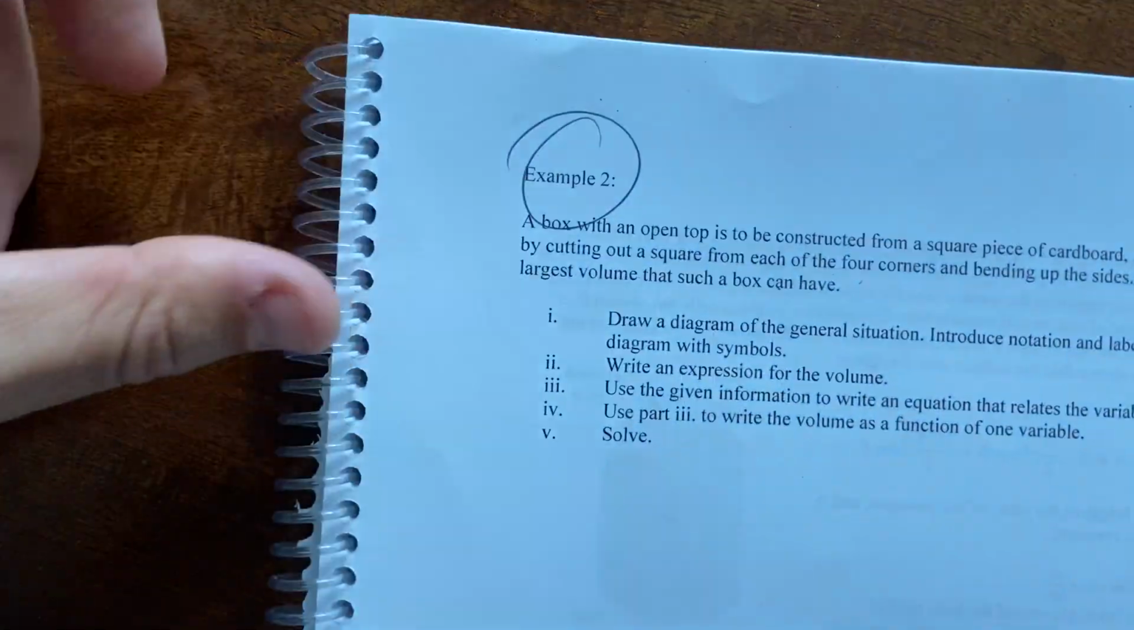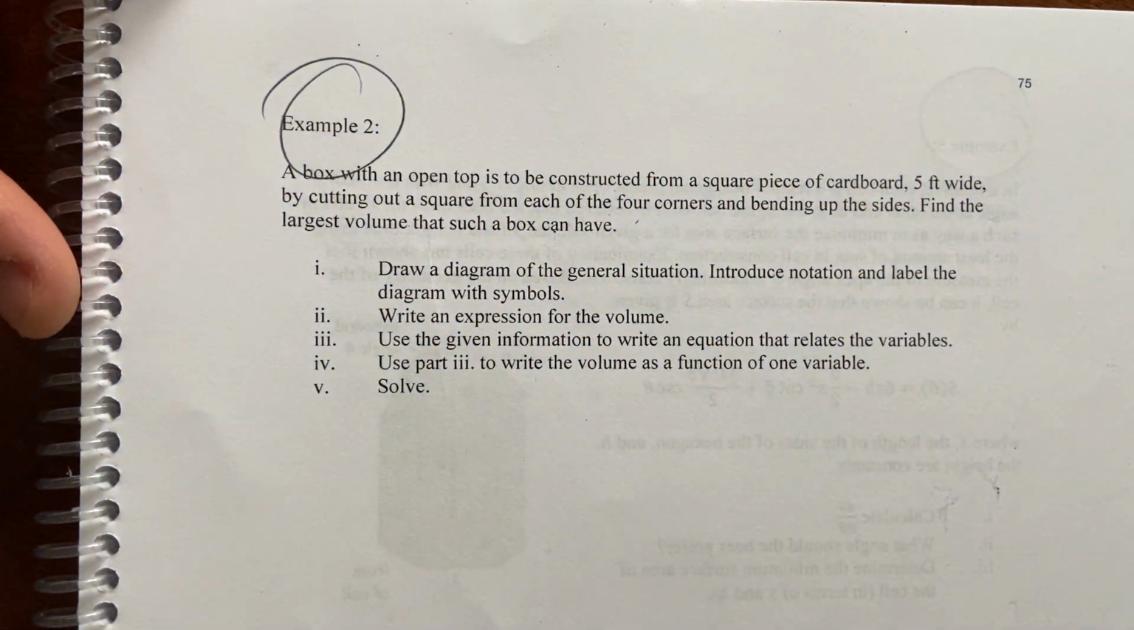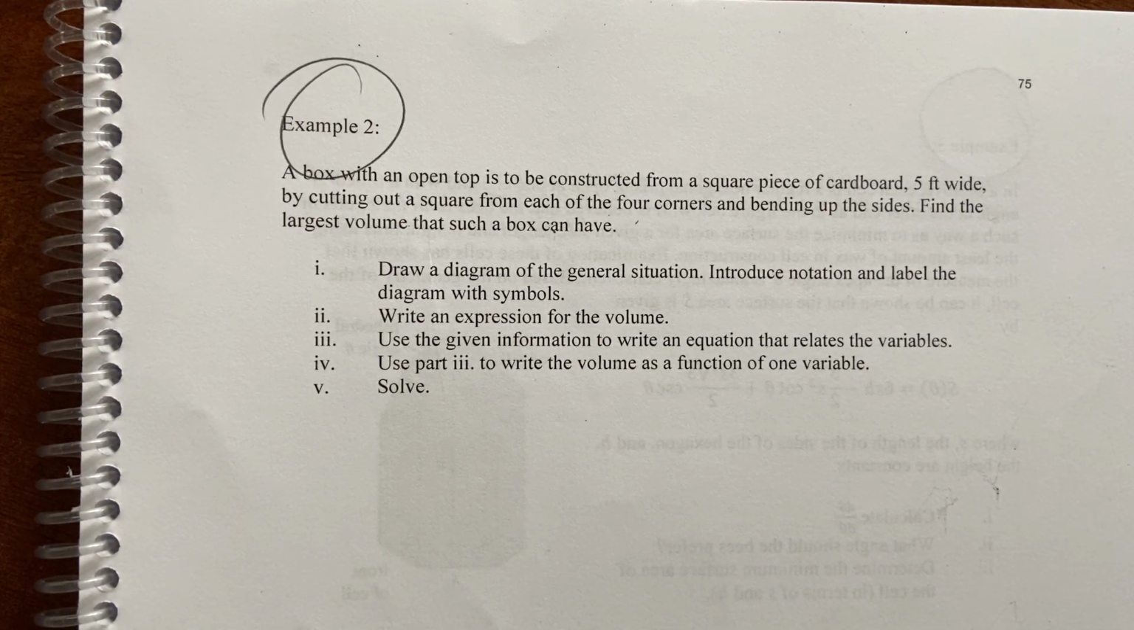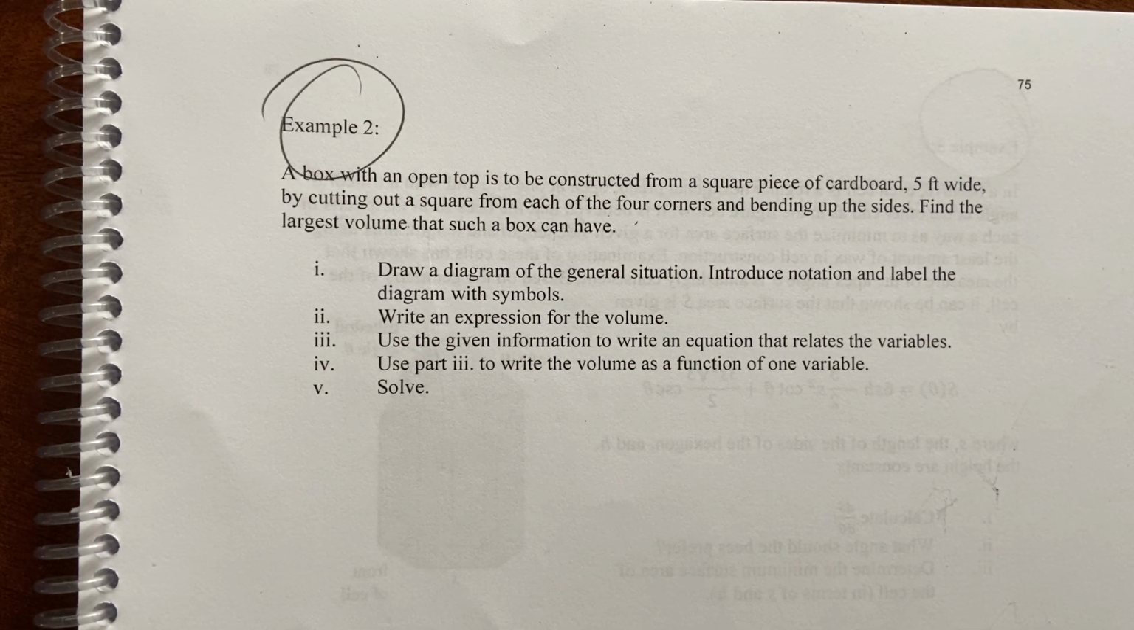On to the next one, page 74. So that brings us to page 75. Okay, so this one says, a box with an open top is to be constructed from a square piece of cardboard. That piece of cardboard apparently is 5 feet wide, and we're making a box out of it by cutting out a square from each of the 4 corners and bending up the sides. It says find the largest volume that such a box can have.